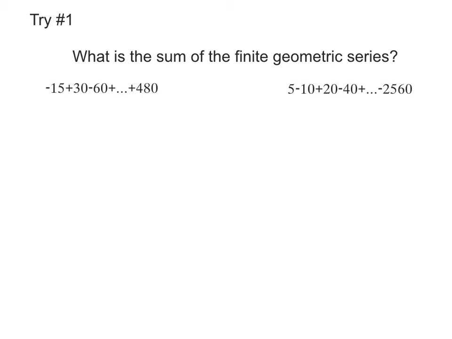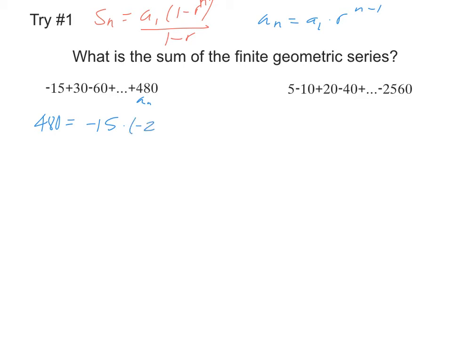Okay, again, we have two equations, so we need to write the first one. S sub n equals a sub 1 times 1 minus r to the nth power over 1 minus r, and a sub n equal to a sub 1 times r to the n minus 1. All right, if we apply the first one, we're going to need to find what n is first. A sub n is our last value. I apologize. This is a sub n. So that's 480 equal to negative 15 times r, which is negative 2, to the n minus 1, and we don't know what n minus 1 is. Okay, if we divide by negative 15 first, 480 divided by negative 15 is going to give us negative 32.